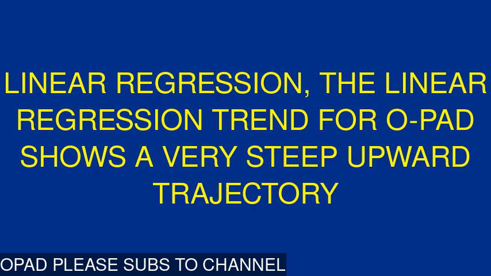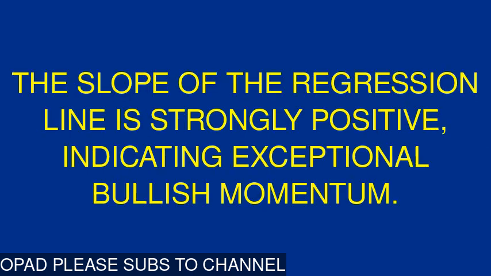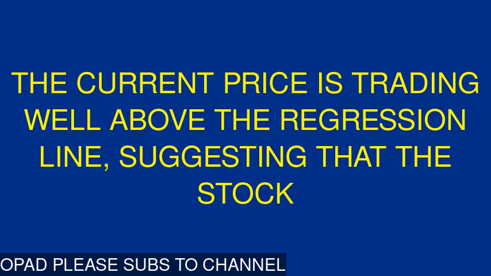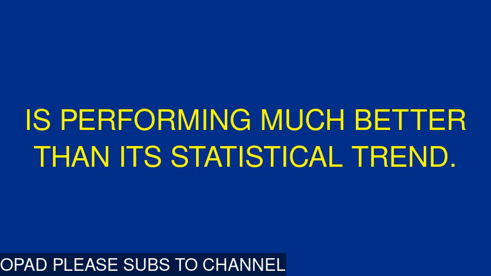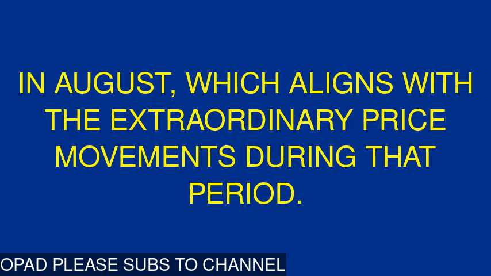Linear regression. The linear regression trend for OPAD shows a very steep upward trajectory over the 3-month period. The slope of the regression line is strongly positive, indicating exceptional bullish momentum. The current price is trading well above the regression line, suggesting that the stock is performing much better than its statistical trend. The standard deviation bands around the regression line show expanding volatility, particularly in August, which aligns with the extraordinary price movements during that period.